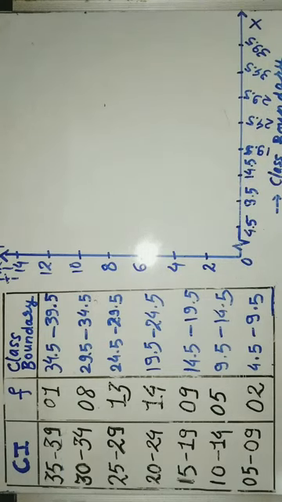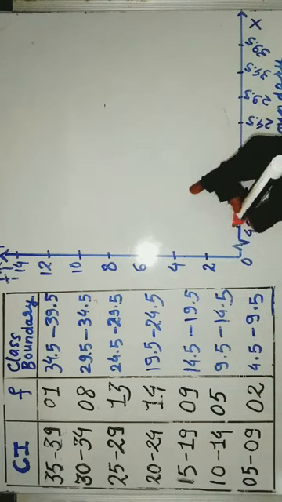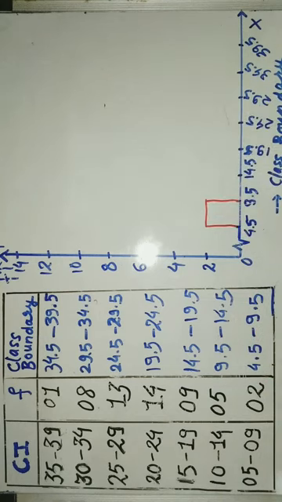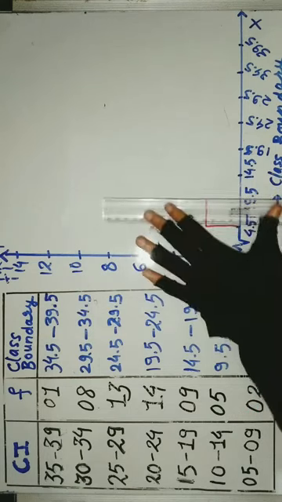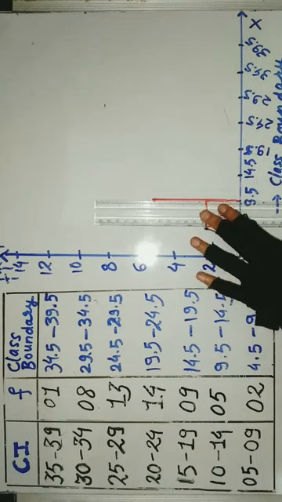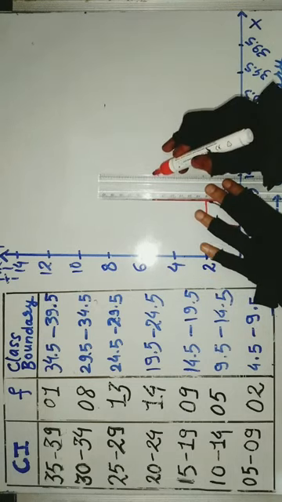Now, the histogram is represented by rectangles of equal width. So let's plot the histogram. Our first class is 4.5 to 9.5, so its frequency is 2. So the first rectangle will be, you can use the scale to draw this. Now the second class, 9.5 to 14.5, and its frequency is 5. So frequency 5 is at the middle of 6 and 4. Draw this rectangle.